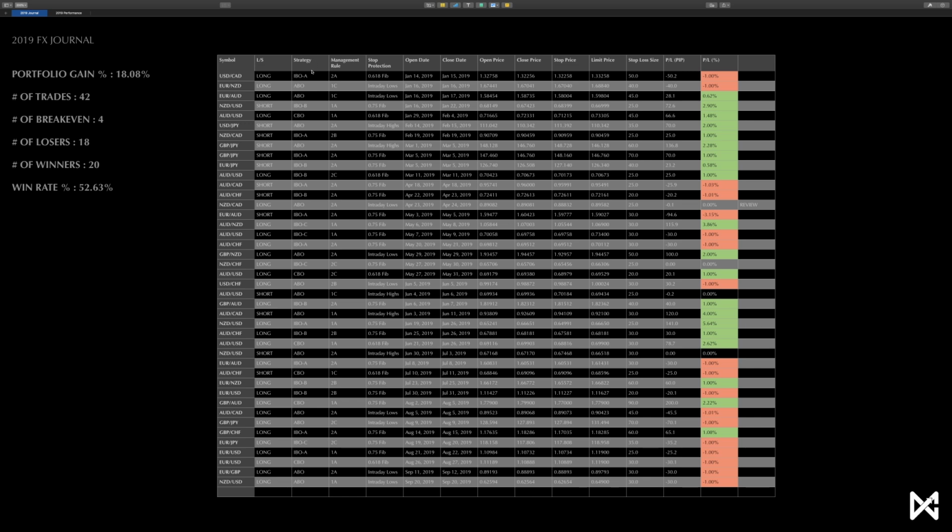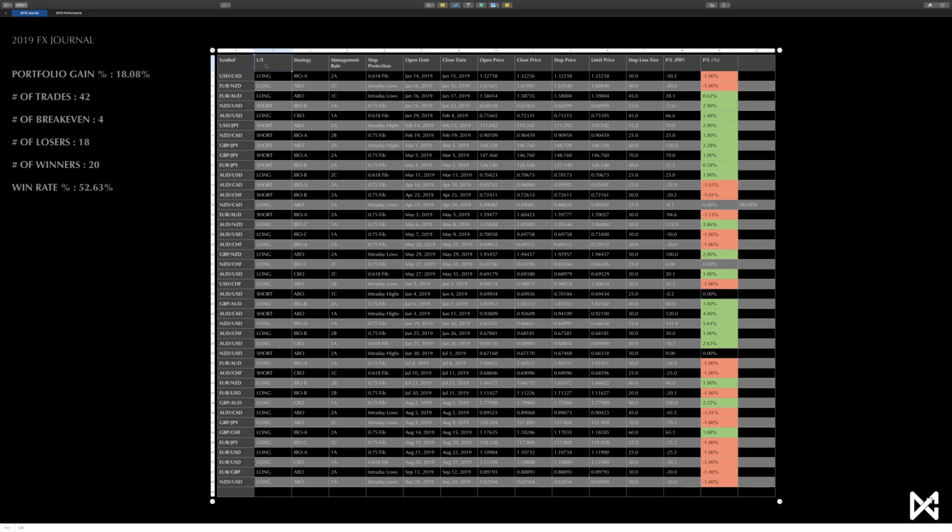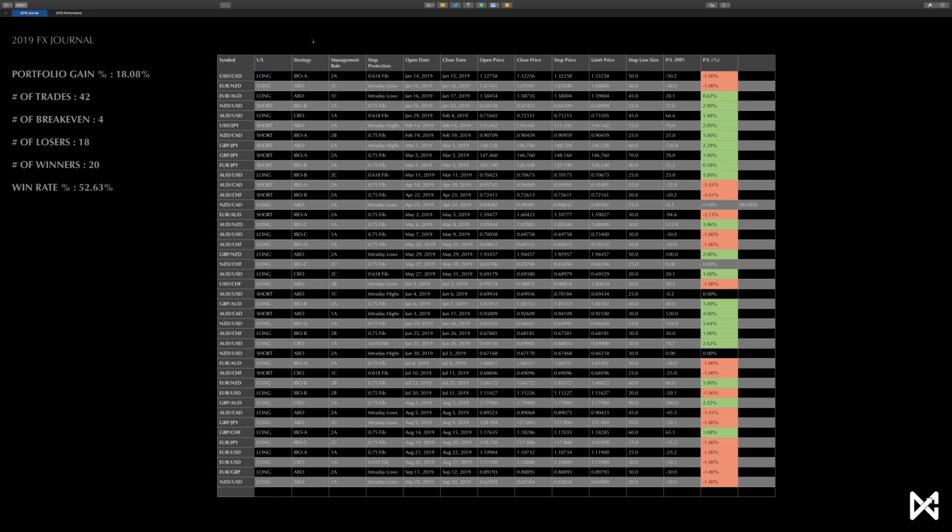Now, when you actually dig into the spreadsheet, this is where we have all the information. We have every single strategy, right? So let's look at the actual data fields. Symbol, meaning the pair, or the ticker symbol if it's equities. So which currency, which pair, which equities or stock are you trading and so on. That's important. You need the long, short. That's important. You need to list the strategy. That's important as well.